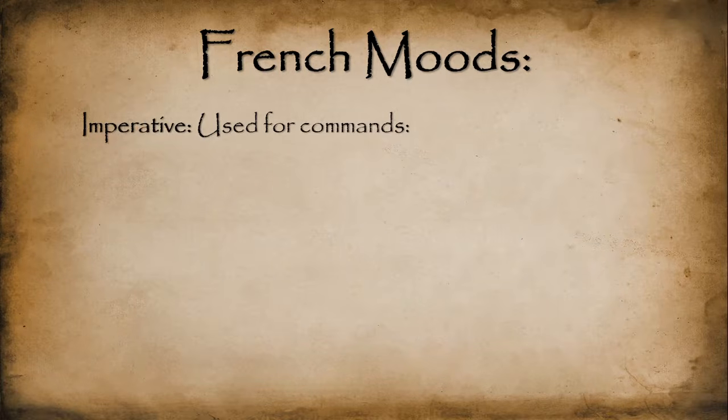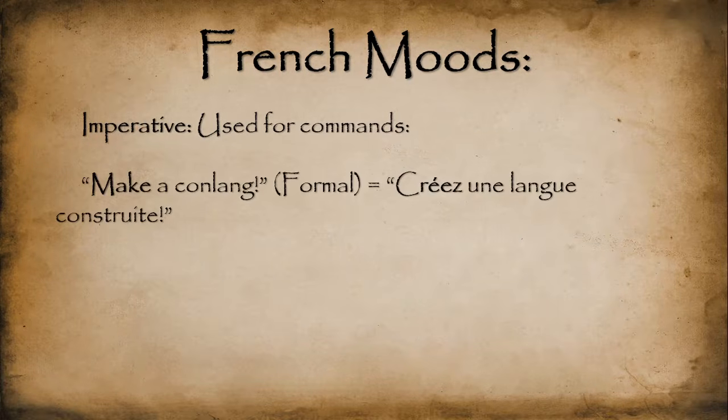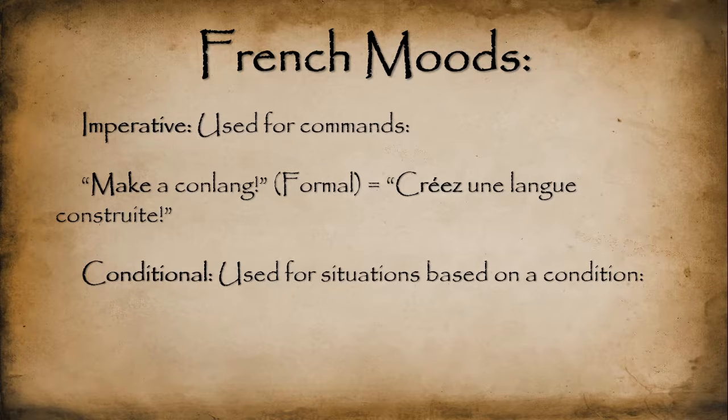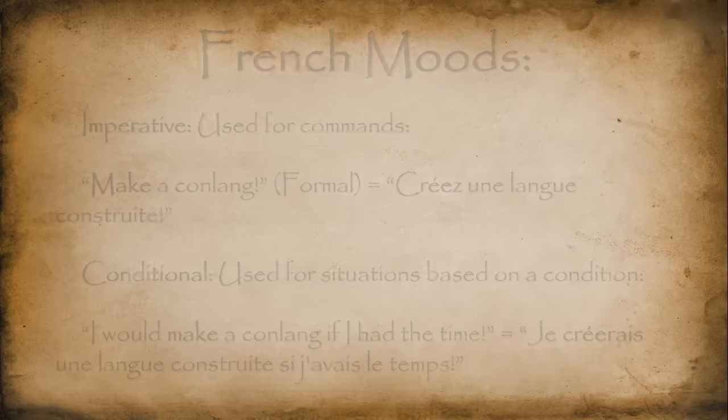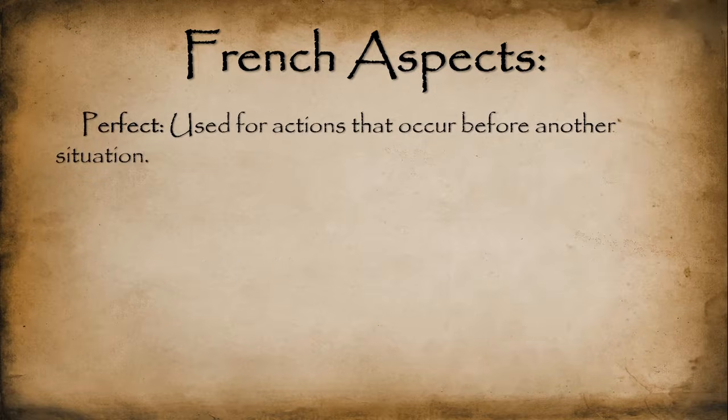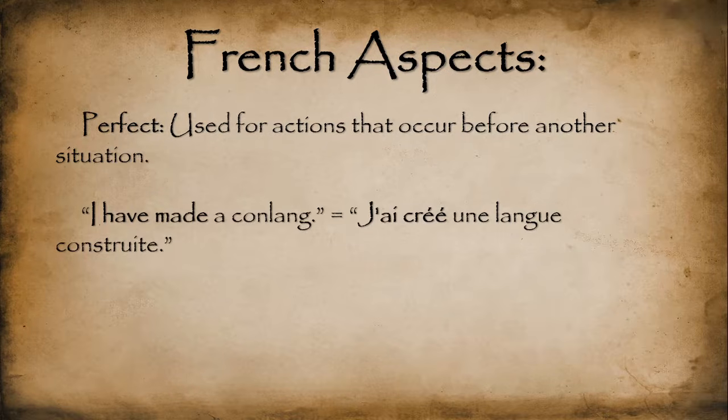The imperative mood is used for commands, so make a conlang would be crée une langue construite, while the conditional mood is used for situations based on a condition. So, I would make a conlang if I had the time would be je créerais une langue construite si j'avais le temps. The perfect aspect is used for actions that occur before another situation, so I have made a conlang would be j'ai créé une langue construite.